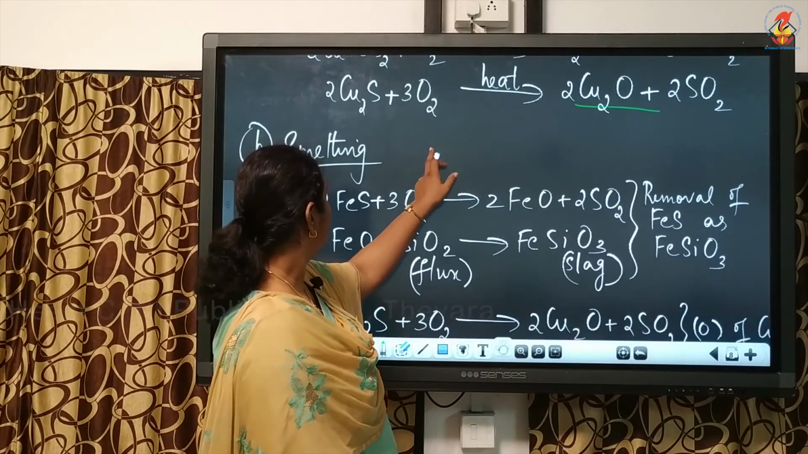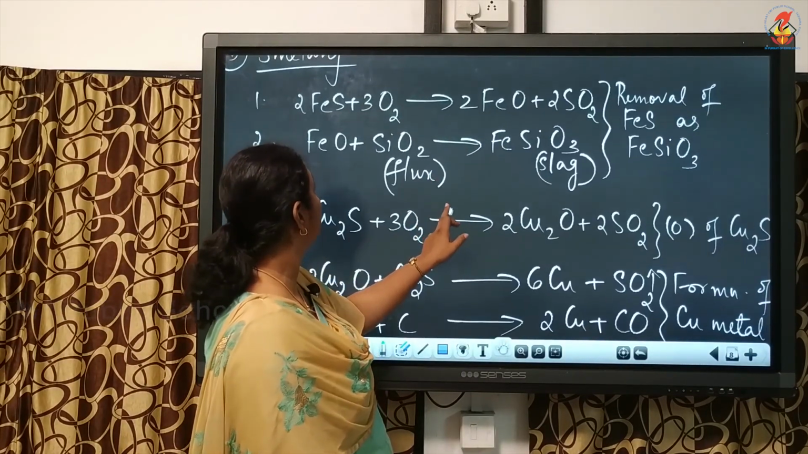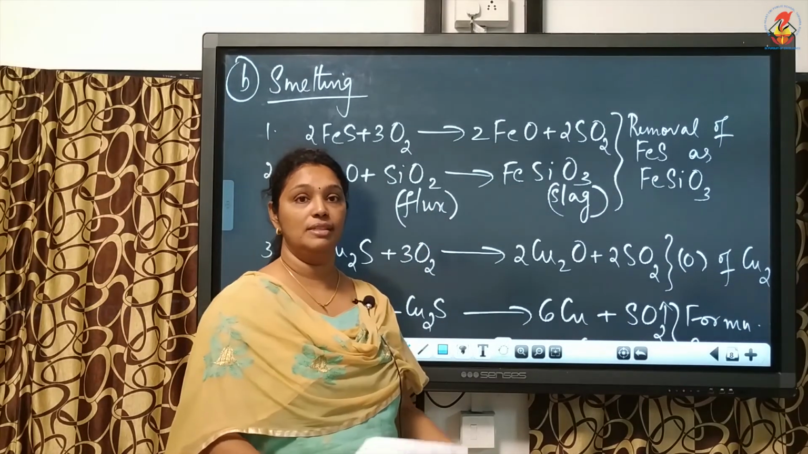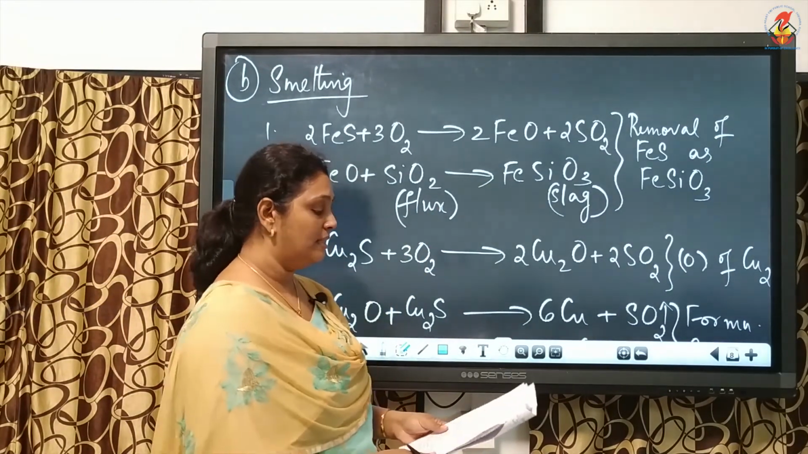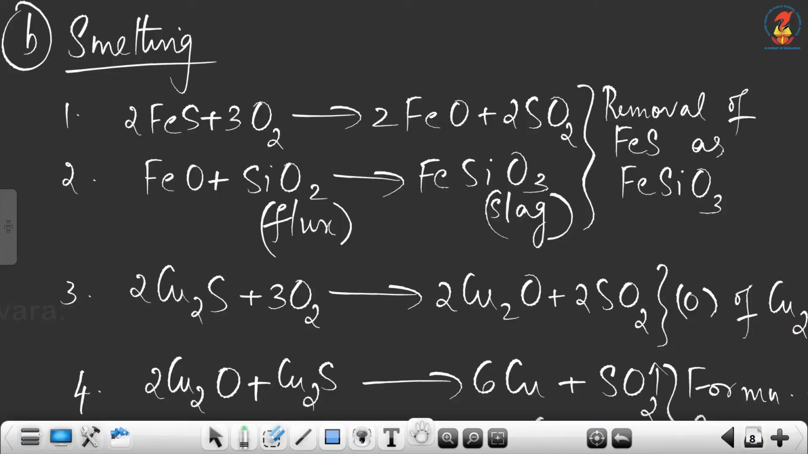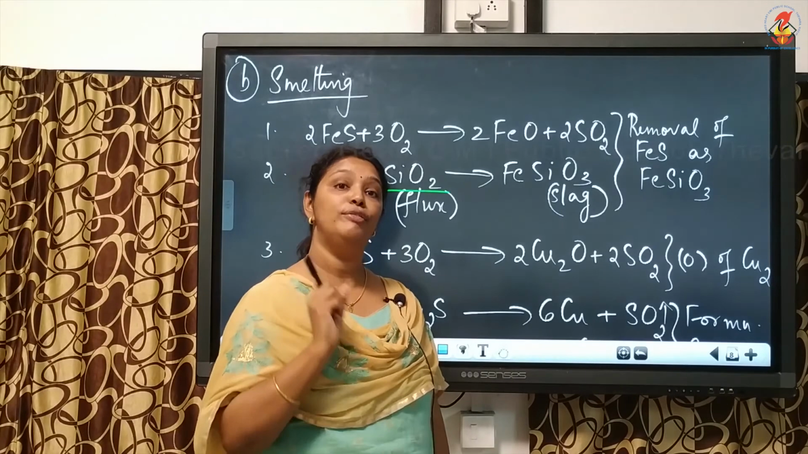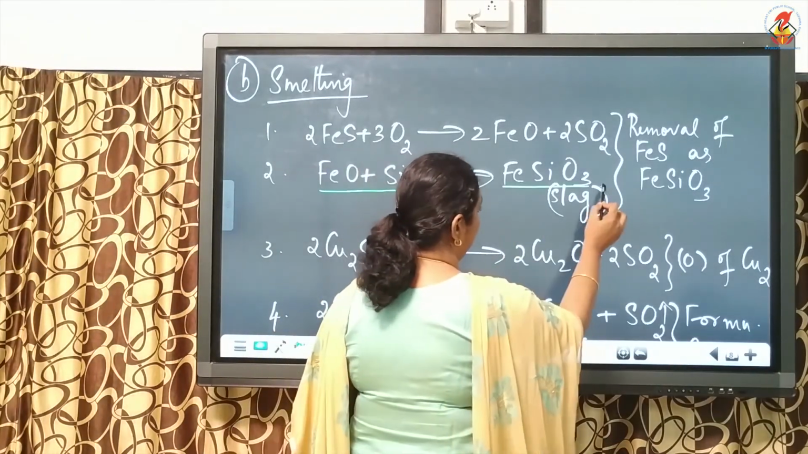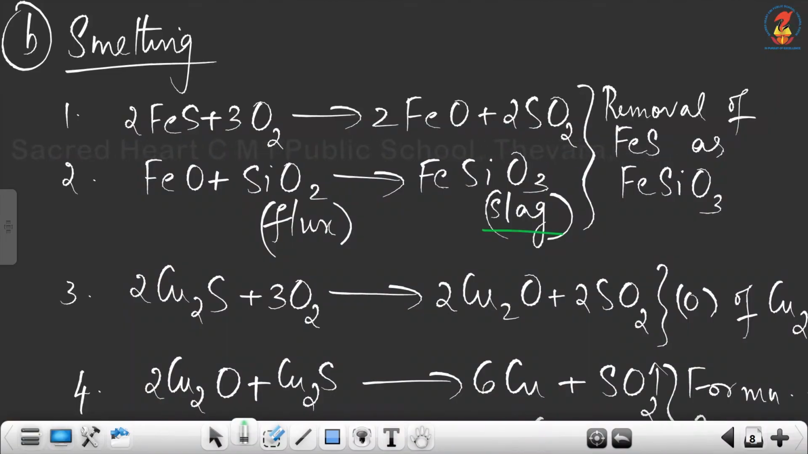Now the second step is smelting, and the various reactions taking place in the smelting process in the extraction of copper are written here. In smelting, the FeS produced will combine with oxygen to form FeO plus SO2. I told you FeS is our impurity, so first FeS gets converted into FeO. FeO will combine with silica. Silica here acts as a flux to form iron silicate, which is our slag. So this is the removal of FeS as FeSiO3.